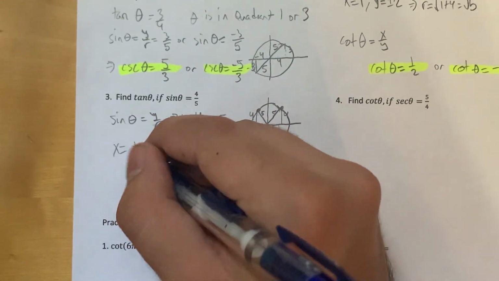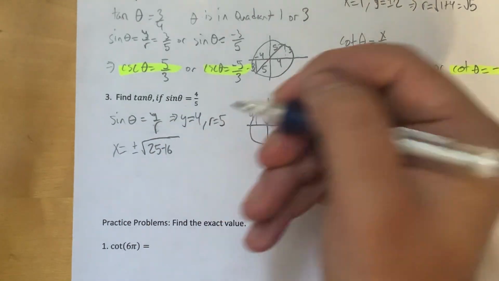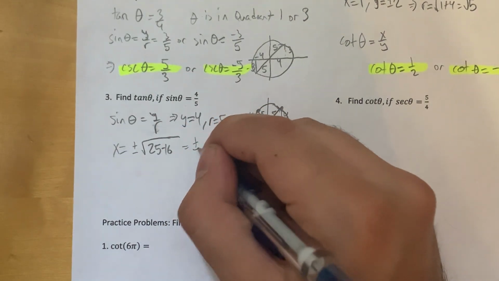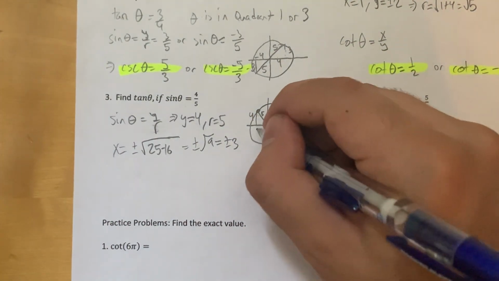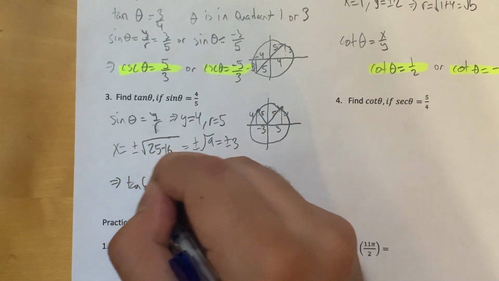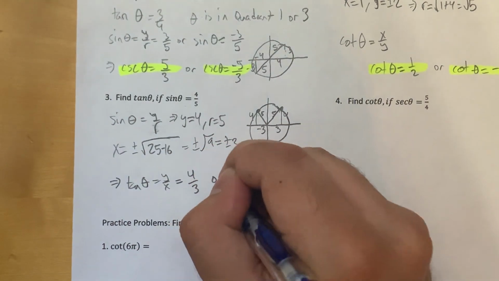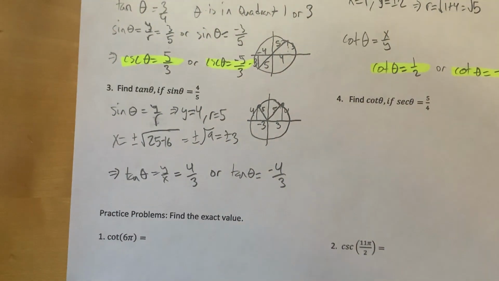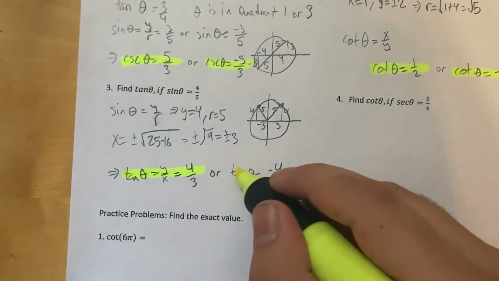x equals plus or minus, because I know there's going to be positive and negative, root of 25 minus 16. 5 squared minus 4 squared. Equals plus or minus root 9, which equals plus or minus 3, right? Positive 3, negative 3. So tangent theta will equal y over x, which would equal 4/3, or equals negative 4/3. Doesn't matter where you put the negative. Remember, here are my answers.